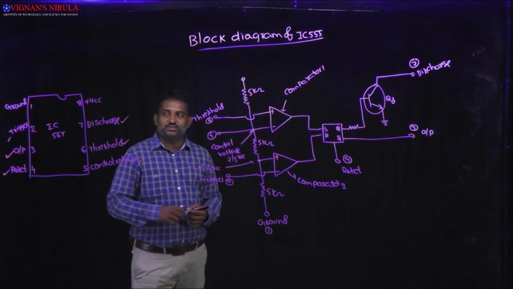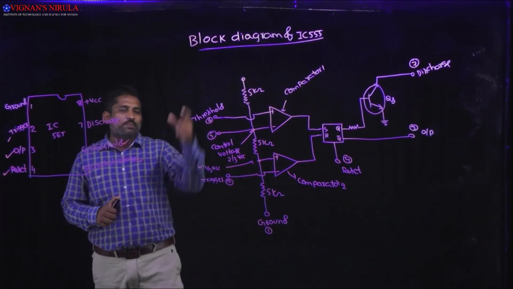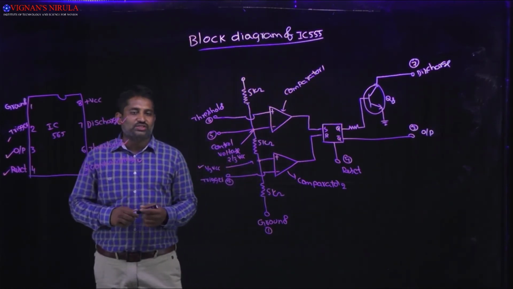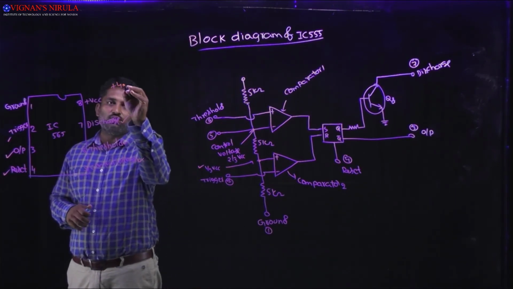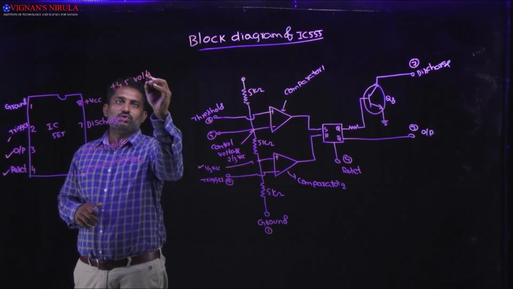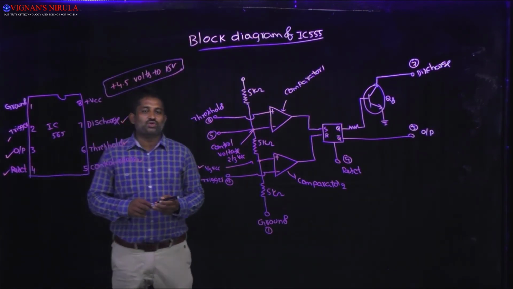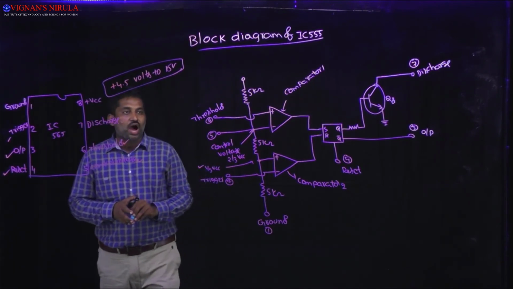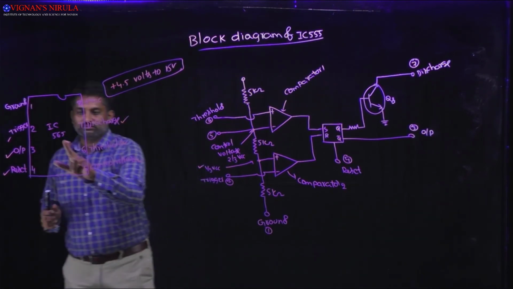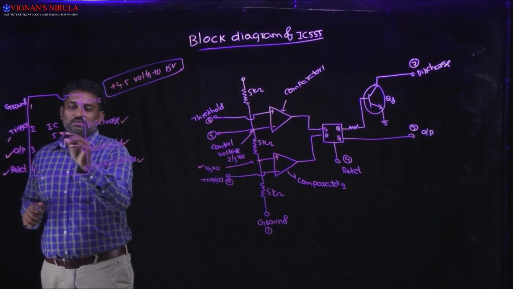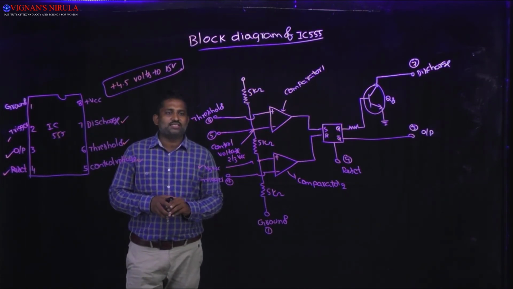Last but not the least is plus VCC. What is plus VCC? The supply voltage required for the operation of IC 555 is from plus 4.5 volts to 15 volts. This is the range of supply voltage required to operate this IC 555. Okay, this is about the block diagram of IC 555.